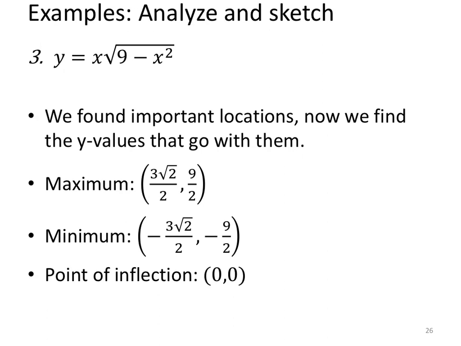So we found some important locations using the derivatives. The y values that go with them always come from the original. So 3 square root of 2 over 2 is a maximum based on our increasing decreasing chart. The y value when I substitute is going to be 9 halves. The minimum, negative 3 square root of 2 over 2, is going to give me an output of negative 9 halves. And a point of inflection occurs at 0, 0.